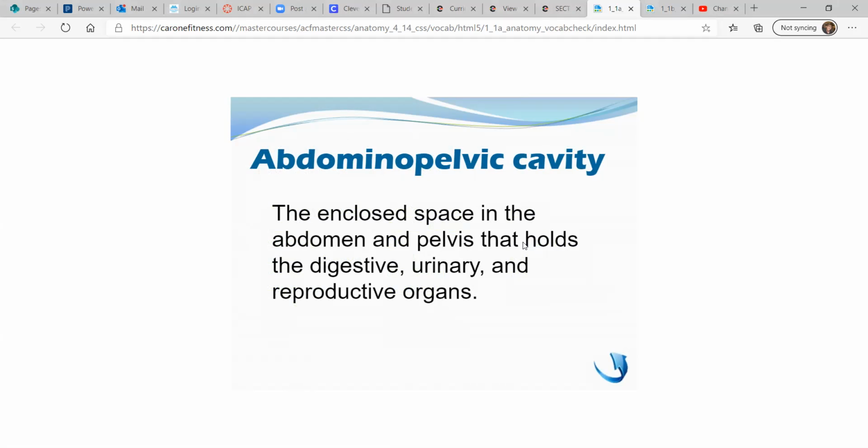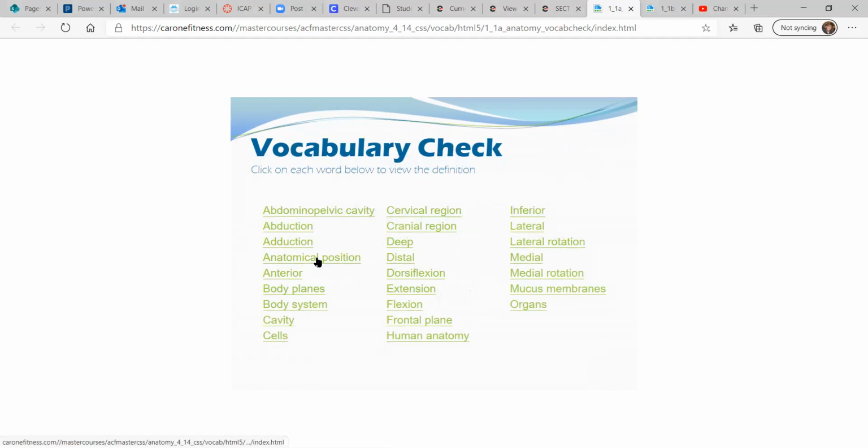And in that enclosed space, all of the digestive, urinary, and reproductive organs are held there, all right? But break down the words into meaningful parts of words, and then once you figure out where on the body it's referring to, think of what's inside. So digestive, urinary, and reproductive organs. A lot of things are held there.